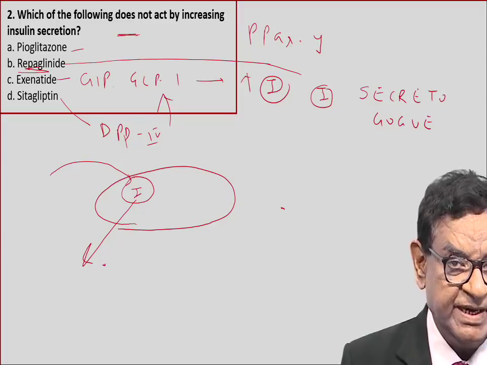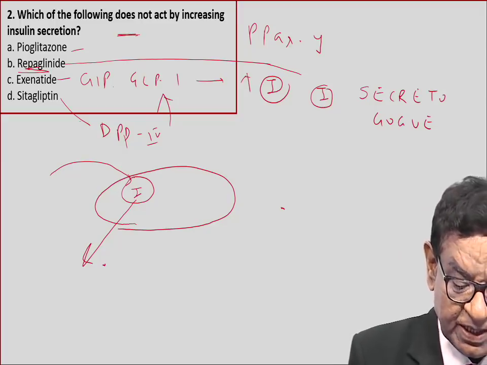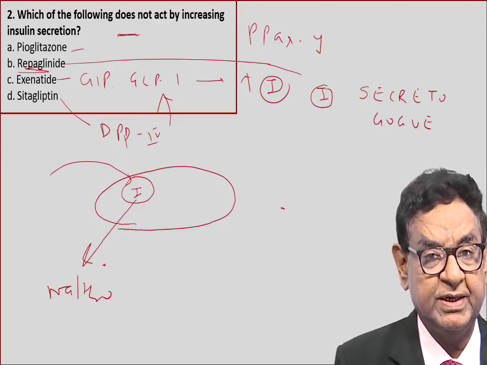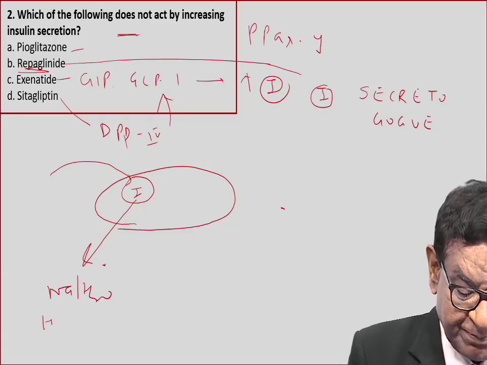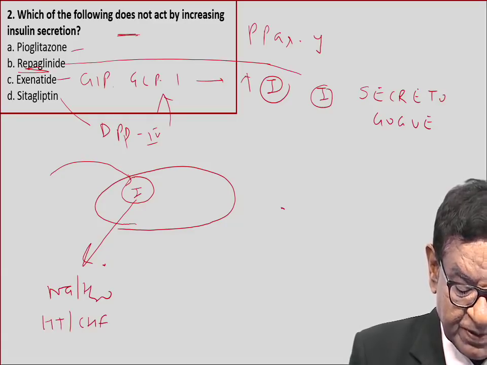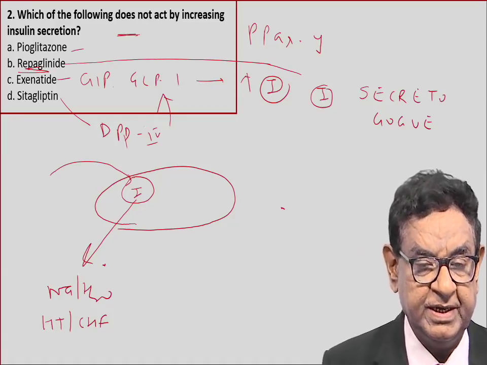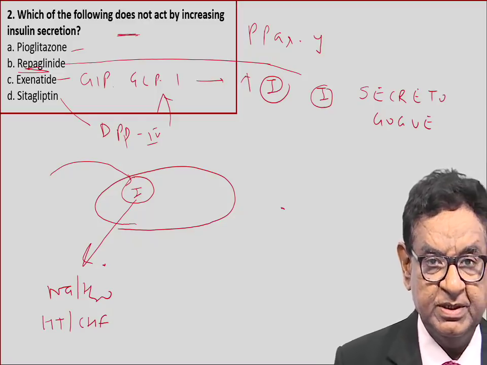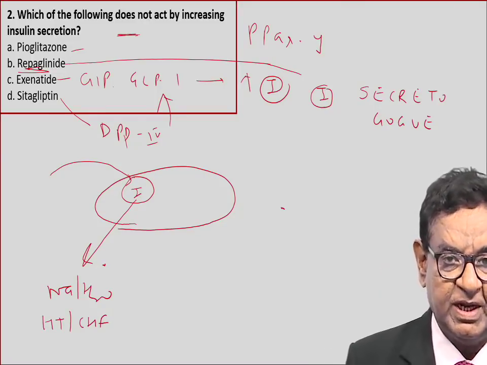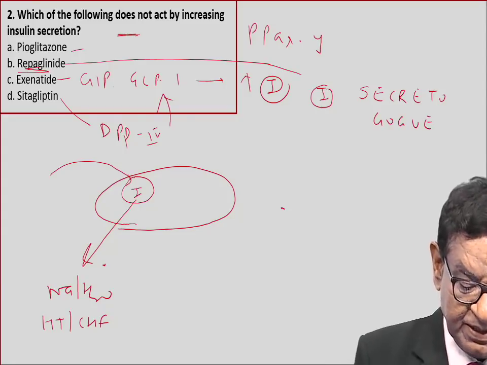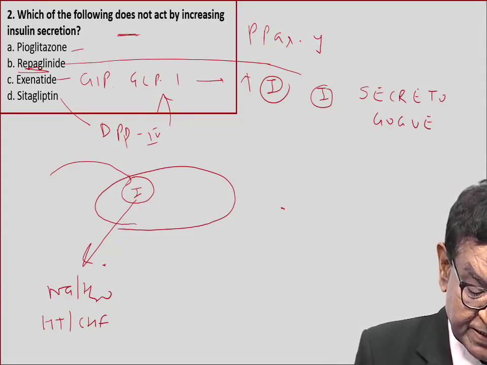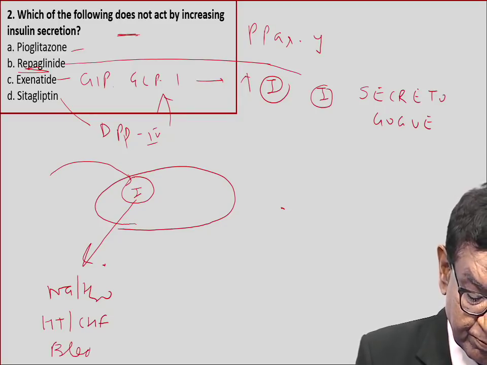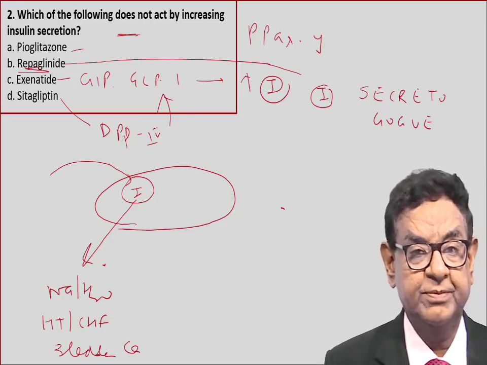Now a few words about side effects of pioglitazone. Pioglitazone tends to retain sodium and water. That's why it can lead to hypertension and congestive heart failure, and that's why it is contraindicated in cardiac patients. And one more side effect, which came as a question in the last AIIMS exam, is that they can predispose to bladder cancer also.